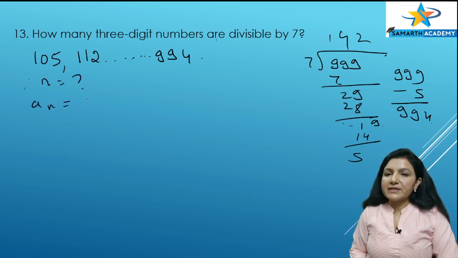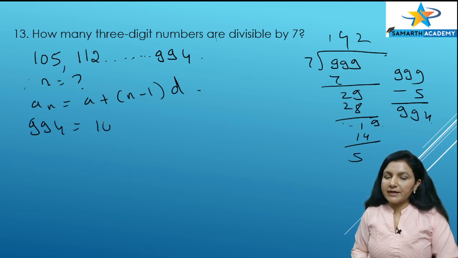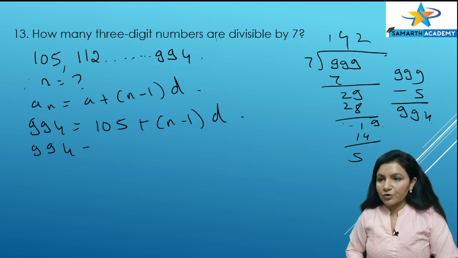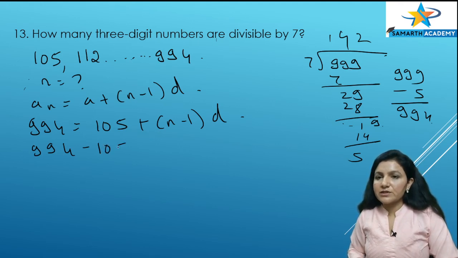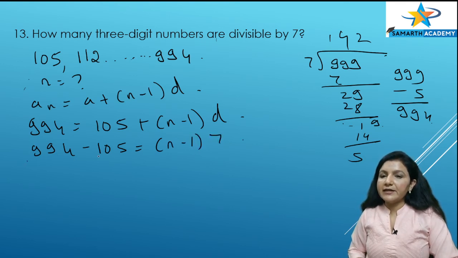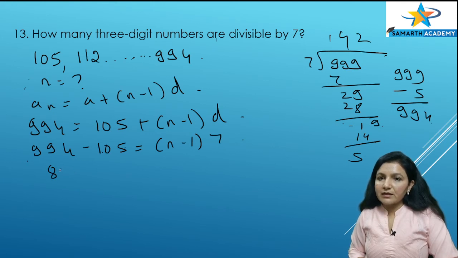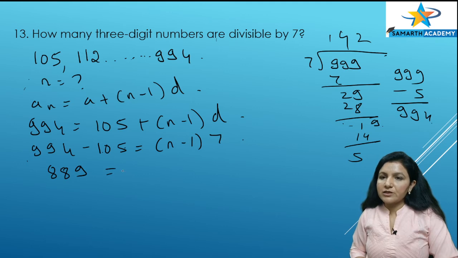An is equal to A plus n minus 1 into D. 994 equal to 105 plus n minus 1 into D. 994 minus 105. Whenever n is asked, first of all you have to send A to that side. So minus 105 is equal to n minus 1, put the value of D, that is 7. 994 minus 105 is 889, equal to n minus 1 into 7.